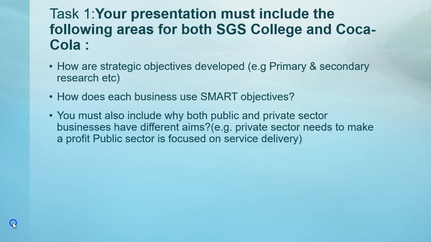Also, explain fully how private and public sectors have different aims. Look at how the private sector needs to make a profit, but also look at the public sector and service delivery. If you get stuck, what I would suggest you do is look at the workbook and look through some of the resources that I've given you, like the videos, and that should give you a good aim to go for.